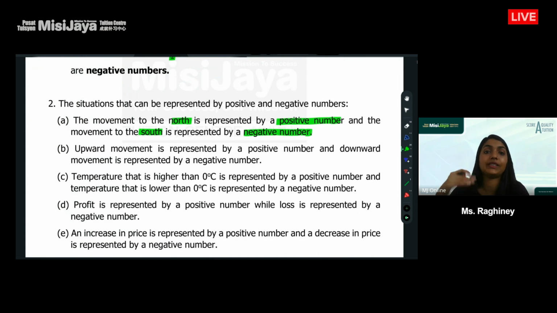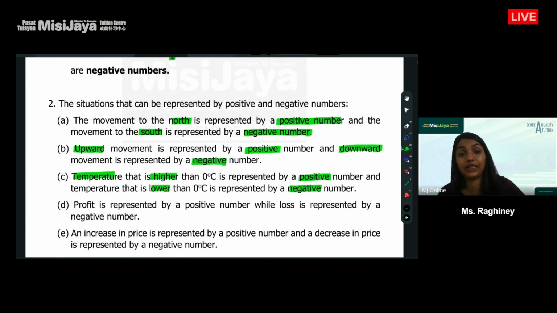So we can set the meaning to it. Positive for north, negative for south. Same for upwards and downwards. Maybe upward can be represented by a positive number and downward by a negative number. And how about things like temperature? Higher temperature, positive number. Lower temperature, negative number. This is something that is used and understood worldwide.